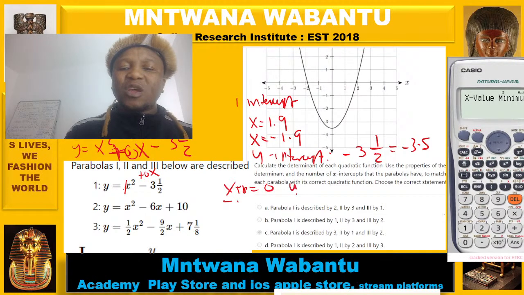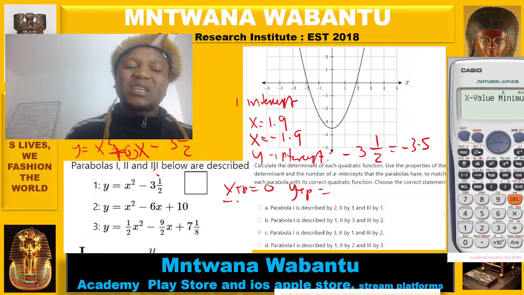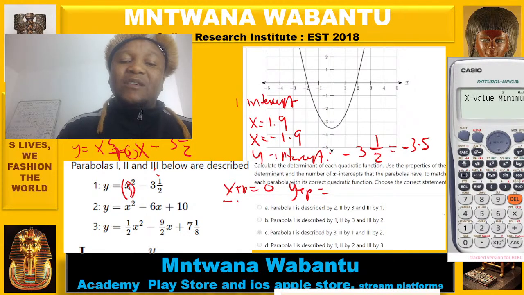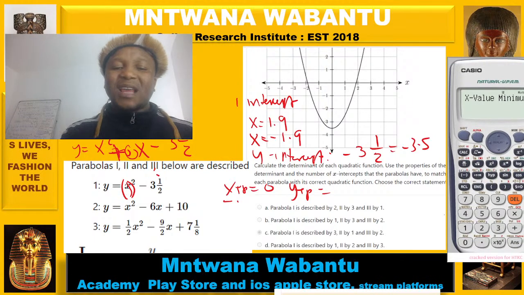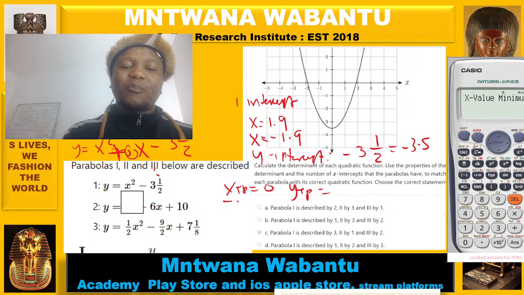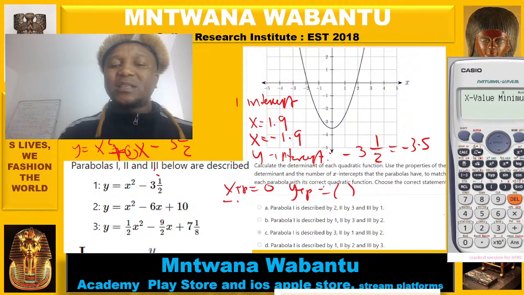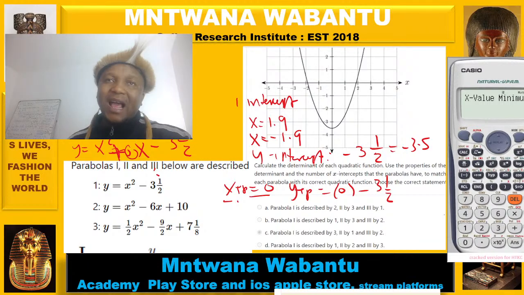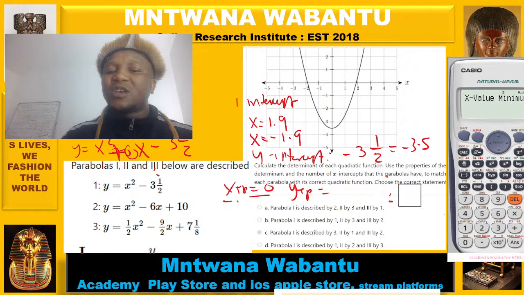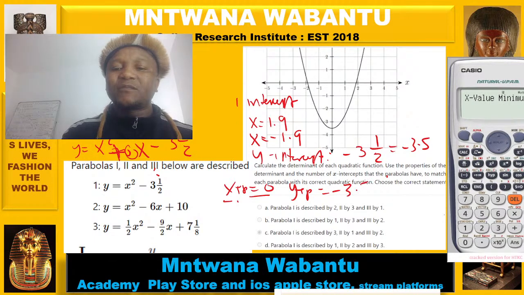What about y at TP? To get y at TP, we take the value of x at TP and substitute it into the original equation. In the position of x, I'm going to put x at turning point. What is x at turning point? It's 0. Then minus 3.5. 0 minus 3.5 is negative 3.5. So y at turning point is negative 3.5.